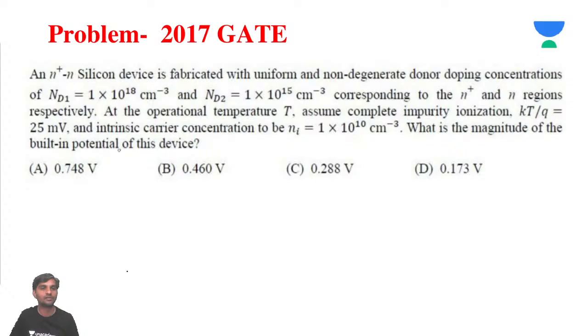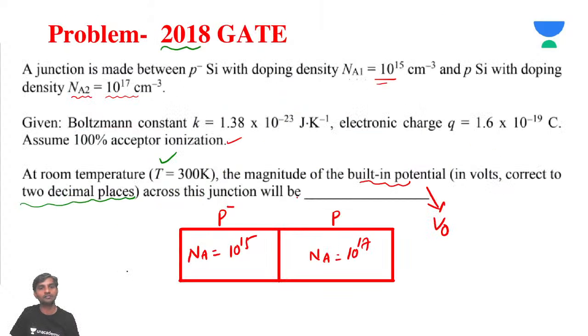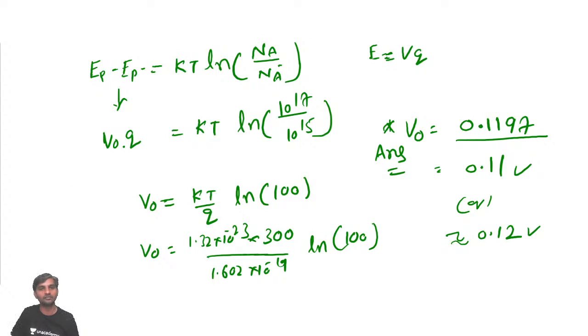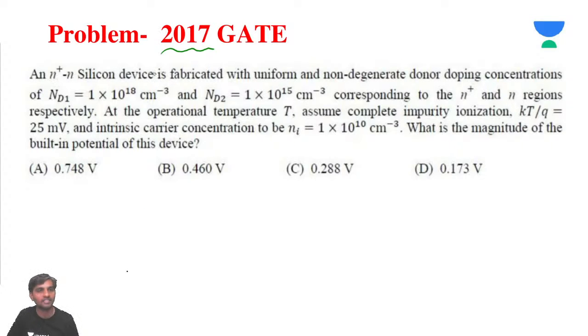So the next problem is 2017. Earlier was 2018, now it's going to be 2017. An N plus and N silicon device is fabricated with a uniform non-degenerate donor doping concentrations of ND1 and ND2 corresponding to N plus and N regions at operation temperature T. Assume the complete impurity ionization, KT by Q is equal to 25 millivolts. Intrinsic concentration Ni is equal to 1 into 10 to the power of 10. What is the magnitude of the built-in potential?